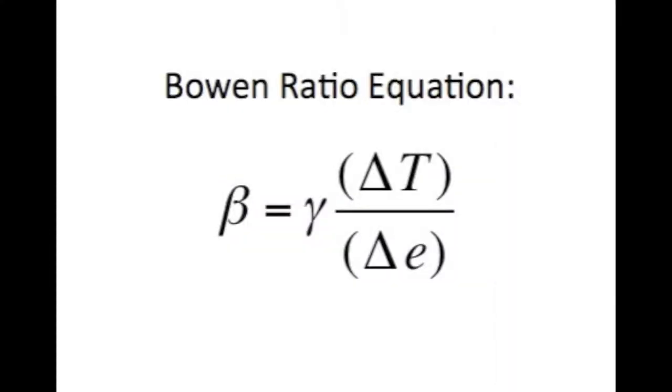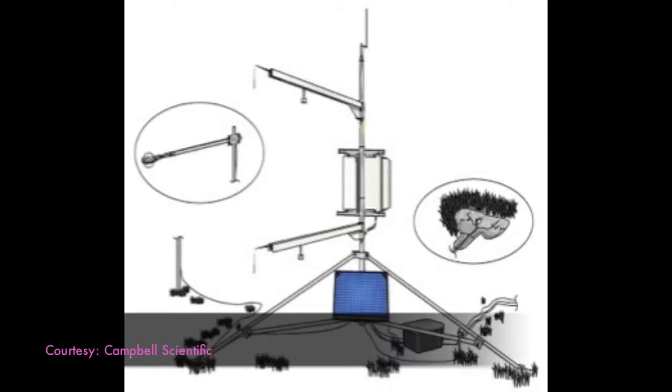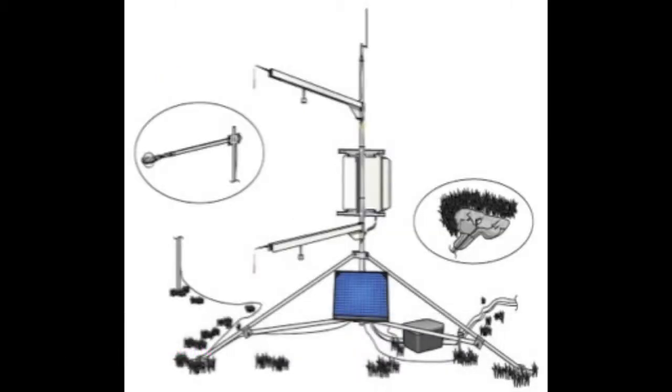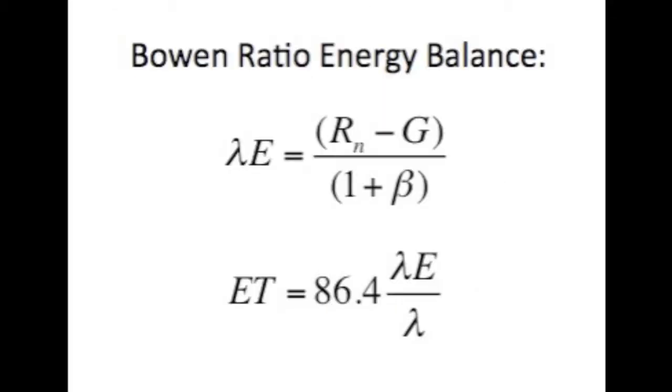In the field, the Bowen ratio is calculated by an equation where a ratio of vertical gradients of air temperature and vapor pressure are multiplied by a unique psychrometric constant. A device called the Bowen ratio system is typically used to measure the gradients above the vegetative surface at two different heights. The energy balance for the ground surface can be altered to solve for ET as a function of net radiation, solar heat flux, and the Bowen ratio by substitution.